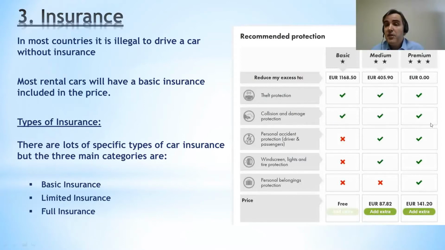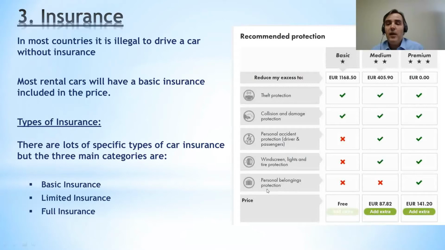Collision and damage protection. Yep, so if you have a small crash. Personal accident. So this would be things like hospital fees and things that happen because of the accident. So your basic insurance, no, you would have to pay, but these ones, yes. Windscreen lights and tire protection. So if your tire is flat or you crack a windscreen, you don't need to pay here, but you would need to pay with the basic.